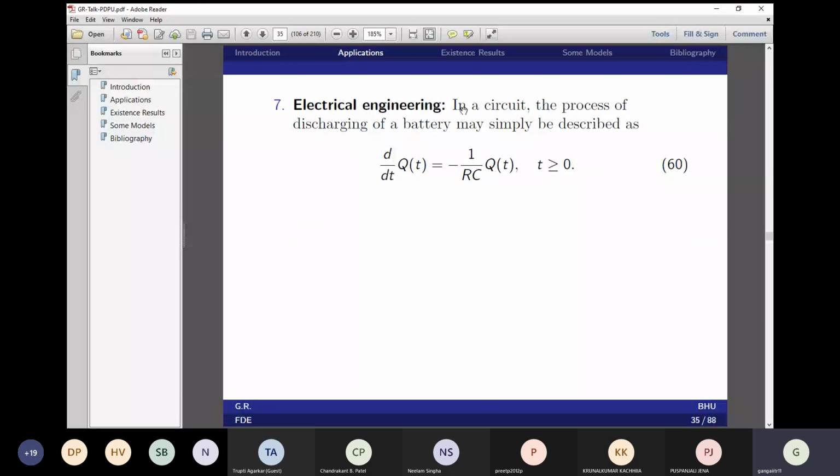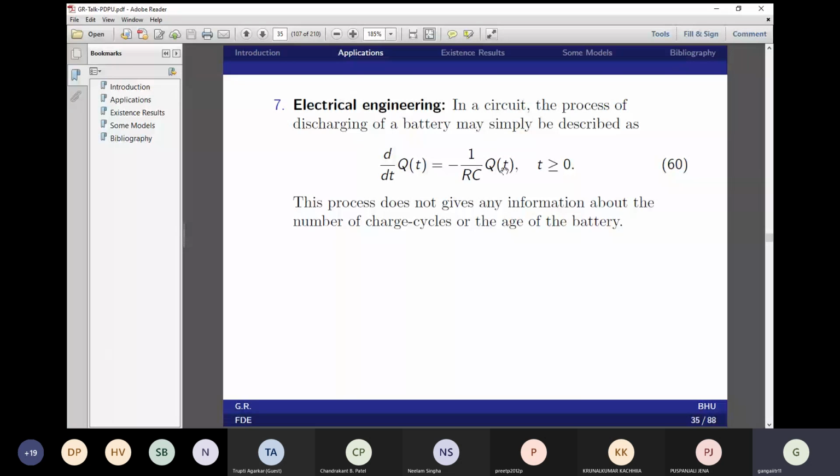Electrical engineering. Also in a circuit, the process of discharging of the battery may be described by a simple equation, basically dQ/dt is equal to minus 1 upon RC times Q(t), where R and C are the resistance and capacitance constants and Q(t) is the charge. Just a simple relation, meaning this is the process of discharging of the battery. But this does not give any information about the number of charge cycles or the age of the battery.